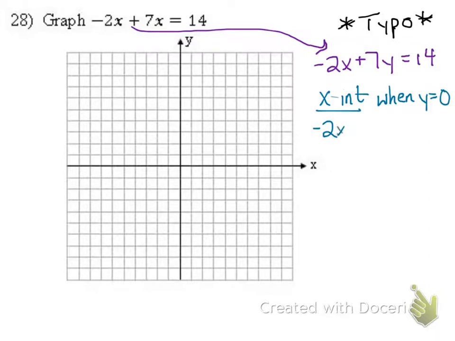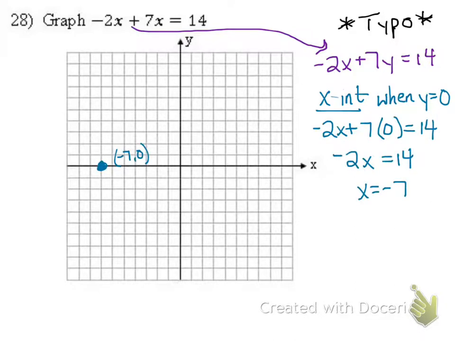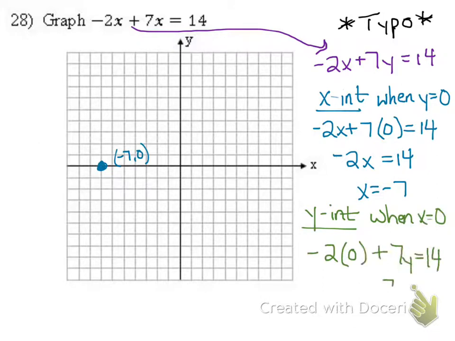Start by finding the x-intercept when y equals 0. That gives us a value of x equals negative 7. And so we'll plot where negative 7 is on the x-axis. Then we'll find the y-intercept by plugging in 0 for x. That gives us a value of y equals 2, so we'll mark where positive 2 is on the y-axis, and then use a solid line to connect those points.